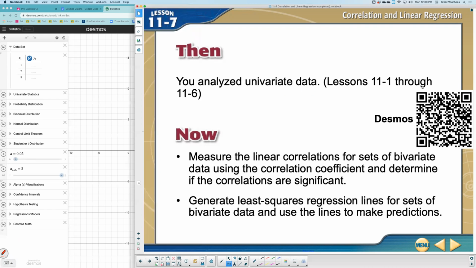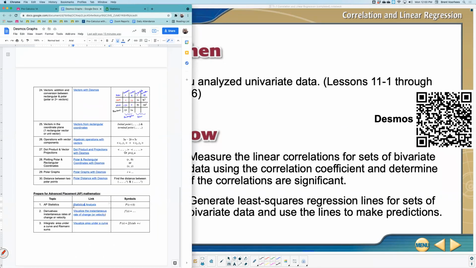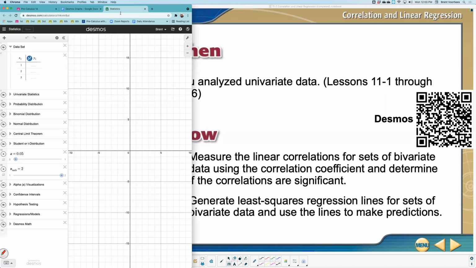If you want to pull up this calculator, scan this QR code, and near the very bottom, click on your AP Statistics link right there, and then I'll pull up this calculator.